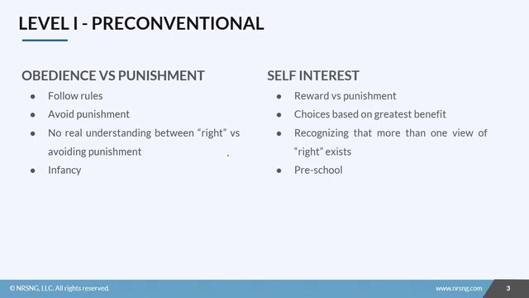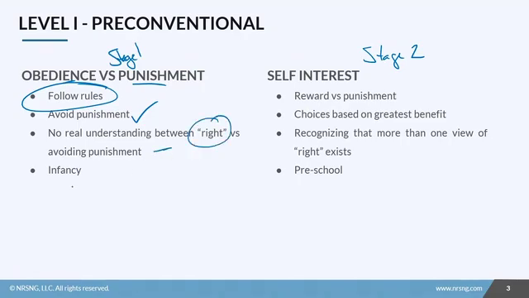Level 1 is your pre-conventional morality level, and it's broken down into 2 stages. You have stage 1 and stage 2. The first one is obedience versus punishment. The child is really focusing on following rules, and they work to avoid punishment. They have no real understanding of the difference between what's right and avoiding punishment. This is really focused on the infancy stage. They'll do whatever they can to not get in trouble, but they don't understand that it's the right choice.